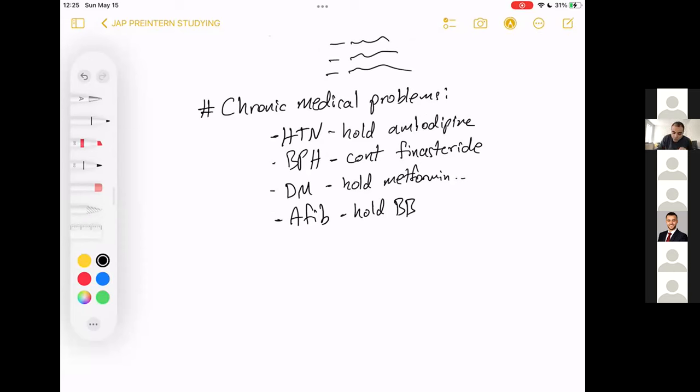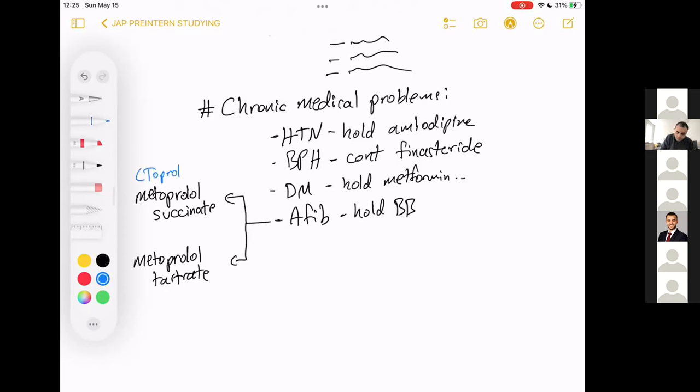One of the most common ones you're going to see in AFib is that some people will be on metoprolol succinate, and the other medication is called metoprolol tartrate. The metoprolol succinate is called Toprol XL, and the tartrate is called Lopressor. You need to know these, unfortunately.